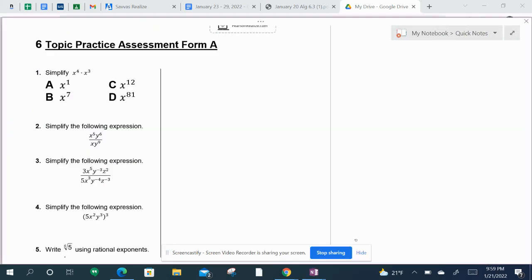Okay, guys, this is looking at the Chapter 6 practice test about exponents and exponential functions. The first few problems deal with our exponent properties. The first one is just a very simple one, x to the fourth times x to the third. If I think about that as 4 x's and 3 x's, when I put them all together, I will get x to the seventh. Number 2 is a division problem.